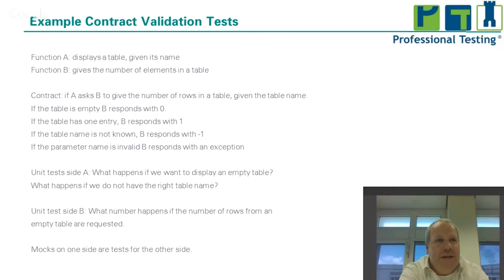If then function B is actually programmed, we can put in function B and do an integration test to see that both things are working together properly. So contract validation tests are the first part of an integration test. If you first do the contract validation, you can later on do the integration test.